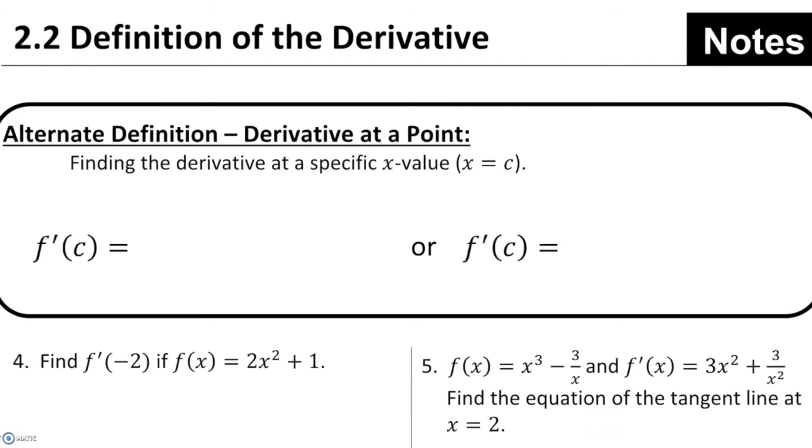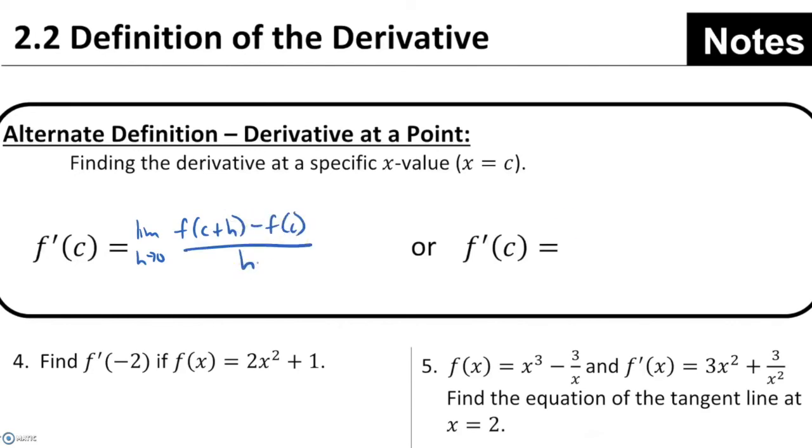What our second definition is going to be is for finding the derivative at a specific x value. And so the first way we can do that is just to realize that all I'm changing from my original definition is I don't want to worry about some random x value to start with. I'm going to use this constant c value. Notice the x's have just become a defined number.